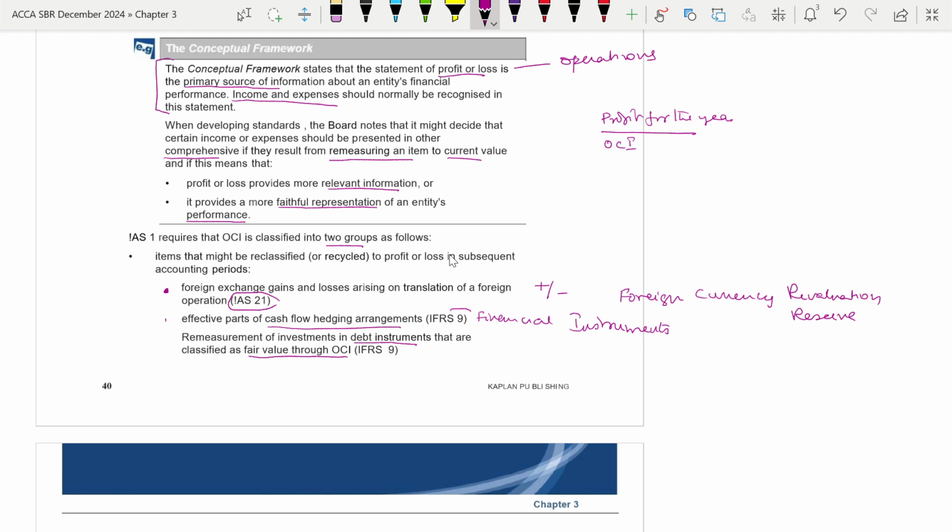Now, by this time you have a complete view about this. Anything outside the framework of normal operations, and operations means trading. Is it right? Operations means trading. Anything outside, we have to show it in OCI. Okay, very simple. When I'm saying it's simple, it's very easy to understand. Don't get panicked about what OCI is. The only thing I am giving importance to, I'm making it very clear at this stage, because this will be repeated in our examination at least in two questions.